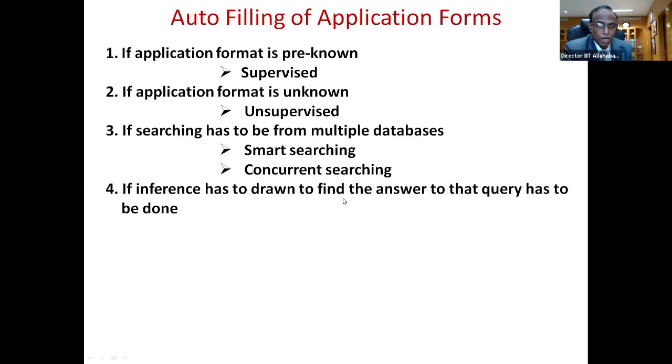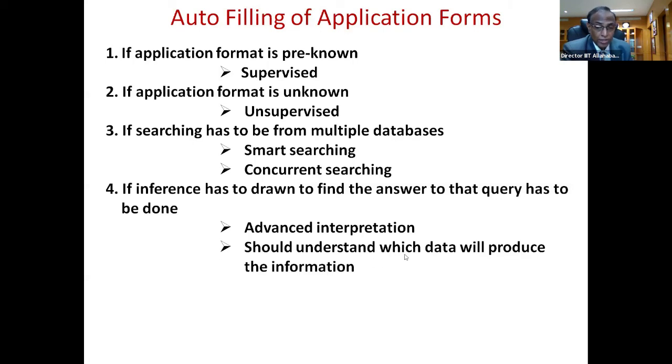If inference has got to be drawn to find the answer to that query, how has it got to be done? It is an advanced interpretation. It should understand which data will produce this information. Suppose the form asks for age as on this date, whereas your database will give you only the date of birth. Here what is being asked is the age on the date of the application form. So age has got to be computed. It is not the height, it is the age. That is what it has got to understand.